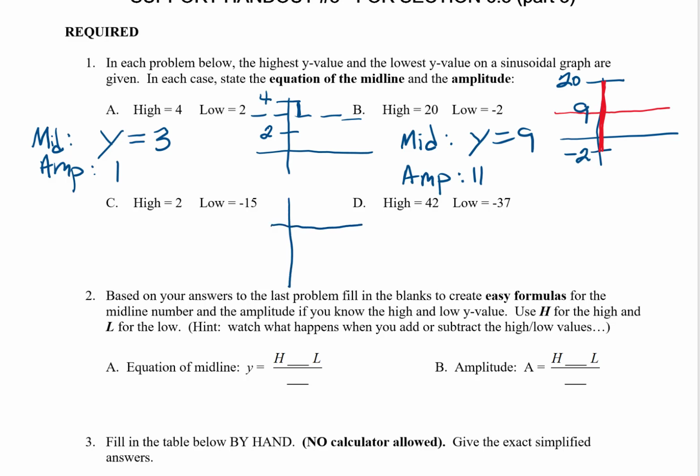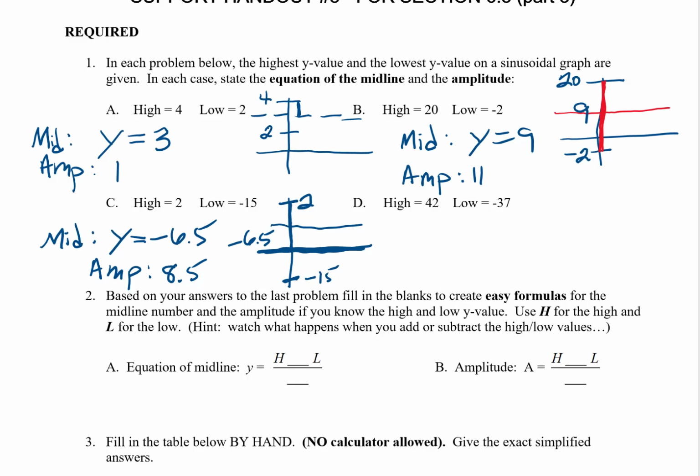Similar for letter C, we've got 2 as the high. We've got -15 as the low. If we use that same strategy, the total distance between those two numbers would be 17. Half of 17 is 8.5. So the amplitude must be 8.5. And then all I would have to do is travel downward from 2 a distance of 8.5 to get to the middle spot. Well, 2 take away 8.5 would be -6.5. And so there's my midline.